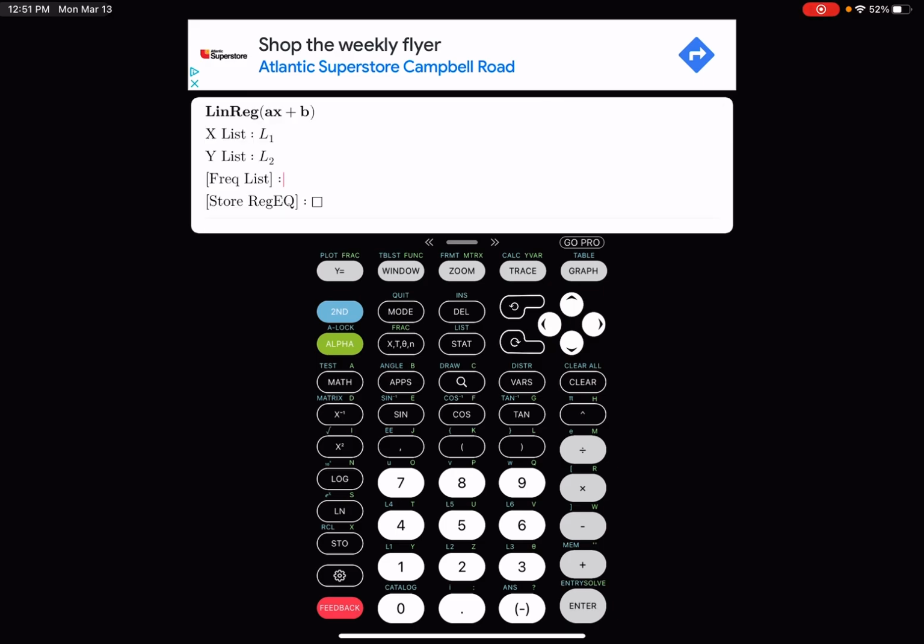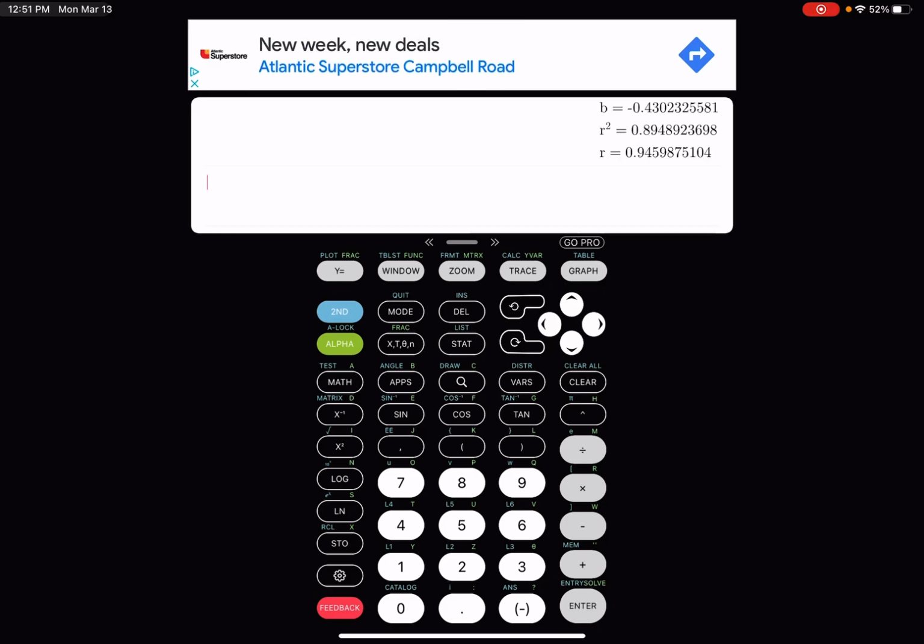So we're going to press enter here. We want our X list to be L1 because that's where we put our X values, our Y list to be L2 because that's where we put our Y values. We don't have a frequency list because we're not dealing with frequencies, but we will talk about that later on. And we're also going to gloss right over StoreRegEQ, store our regression equation in other words, because we don't care about that yet, but we will. And then we're going to press enter.